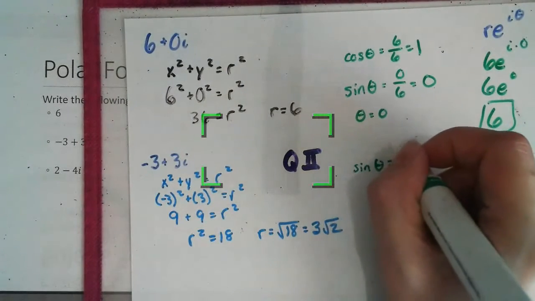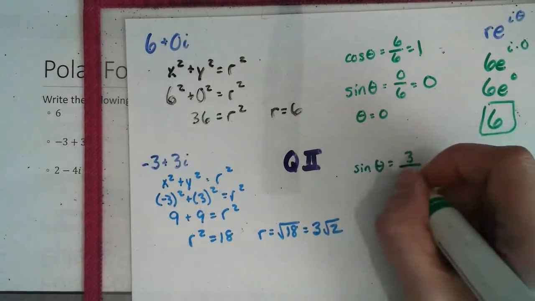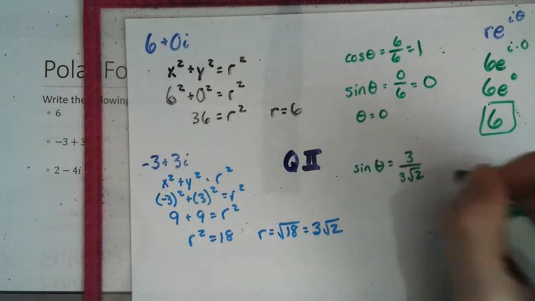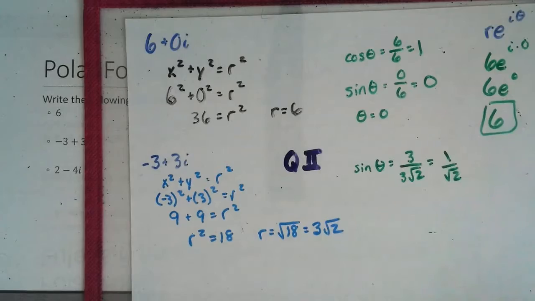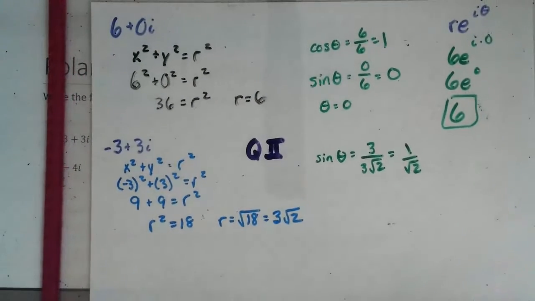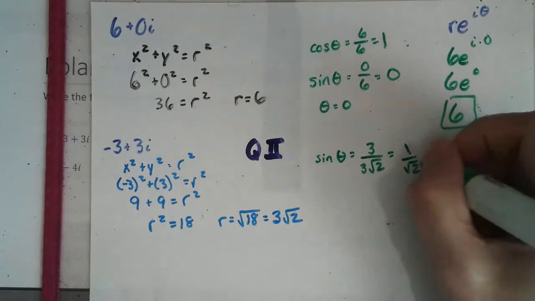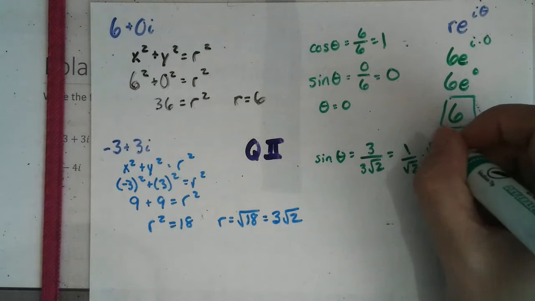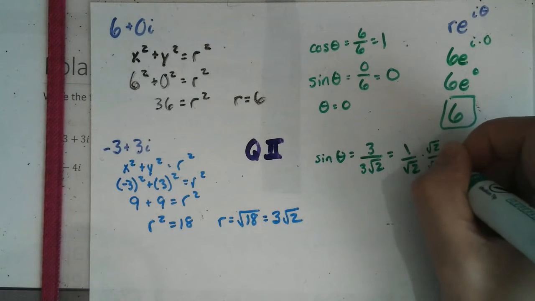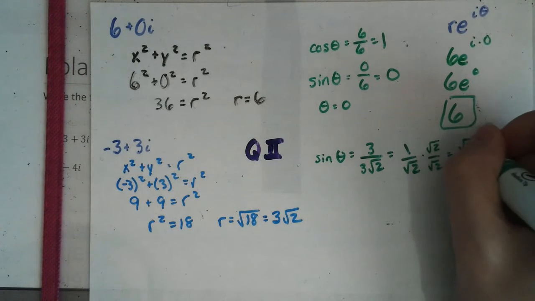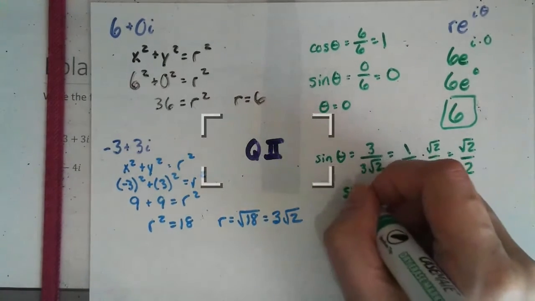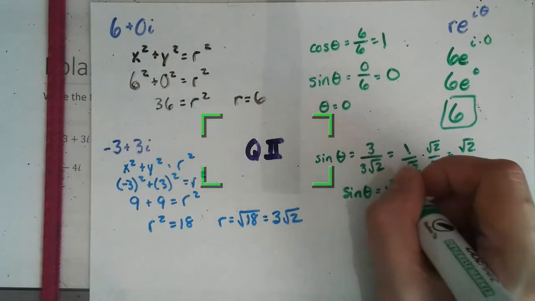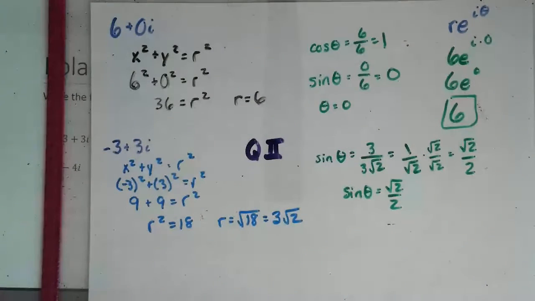The sine of theta is equal to 3 over 3 times the square root of 2, which is 1 over the square root of 2. Well, 1 over the square root of 2, we don't like leaving square roots in the denominator, so I'll multiply by square root of 2 over square root of 2. That gives me square root of 2 over 2. What that boils down to is the sine of my angle is square root of 2 over 2.